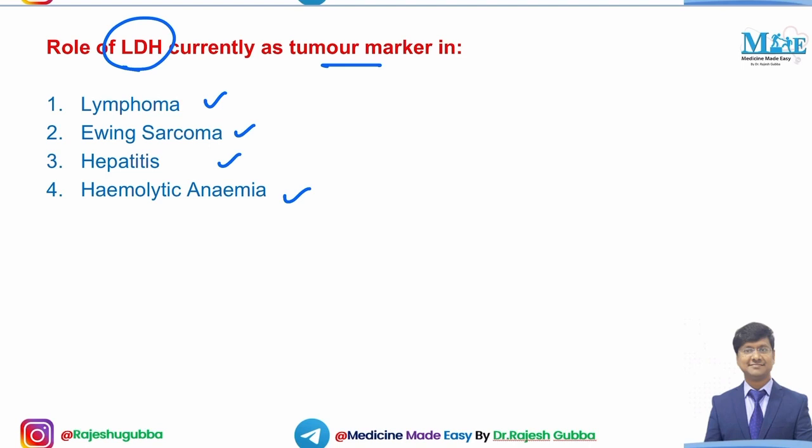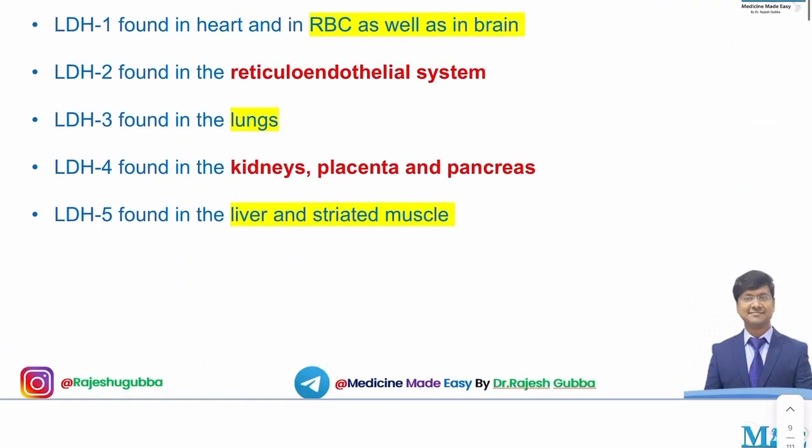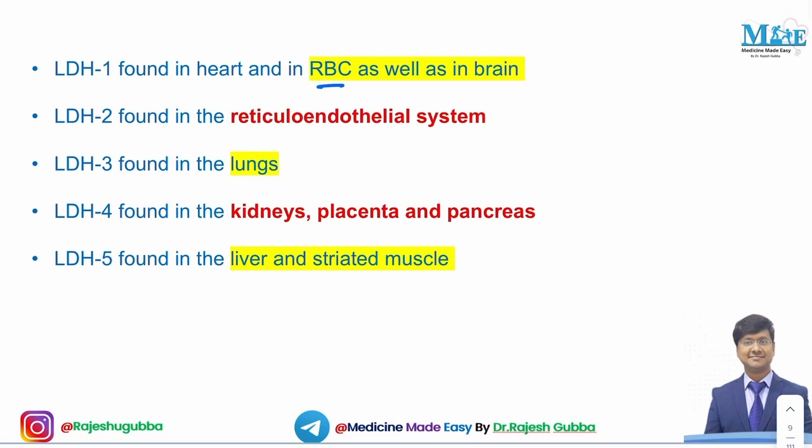What are isoenzymes? They are multiple forms of the enzyme, and there are totally 5 isoenzymes of lactate dehydrogenase. LDH1 is present in the RBC as well as in the brain. LDH2 is present in the reticuloendothelial system. LDH3 is in the lungs, LDH4 in the kidney, placenta and pancreas, and LDH5 in the liver as well as striated muscle. So this is about the LDH.